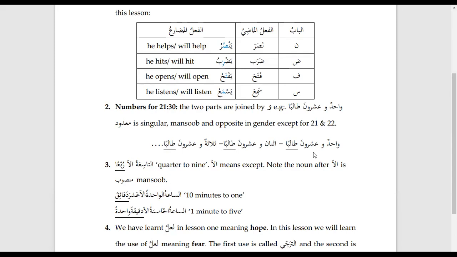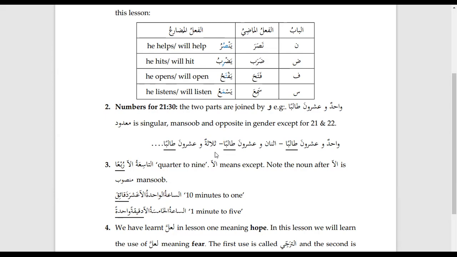After that, 11, 12, 21, 22, their madud will be mansub and singular. And starting from 23 up to 29, it will be opposite in gender, same like 3 to 10. From 13 to 19, opposite in gender. Also from 3 to 10, opposite in gender. And similarly from 13 to 19, and then 23 to 29, opposite in gender.